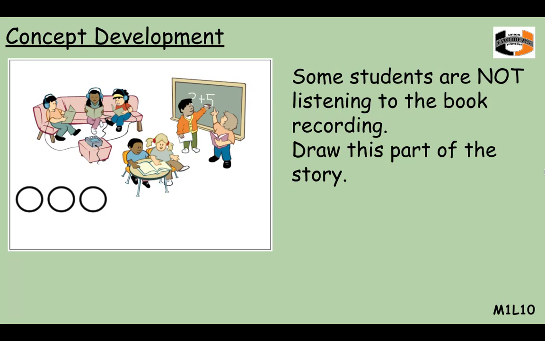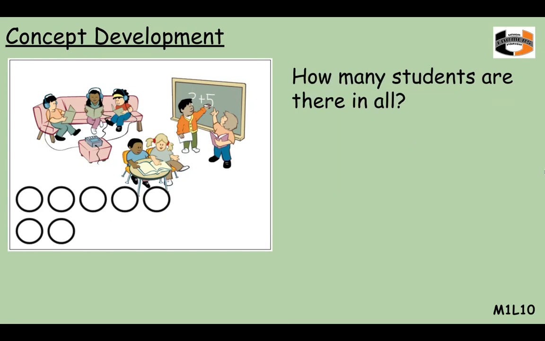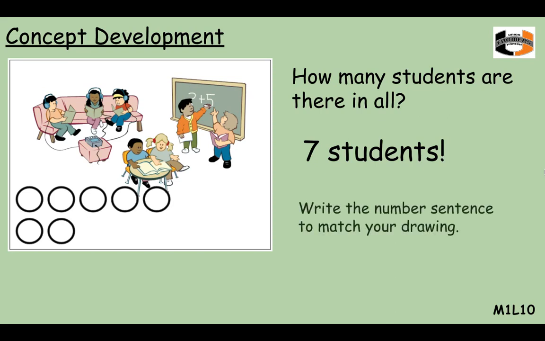Some students are not listening to the book recording. Draw this part of the story. If there are 3 listening to the book recording, then the other 4 are not listening. So we're going to add those 4 to our drawing. How many students are there in all? There are 7. Write the number sentence to match your drawing.